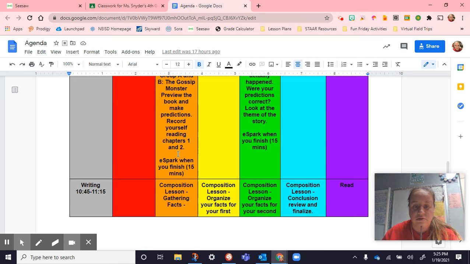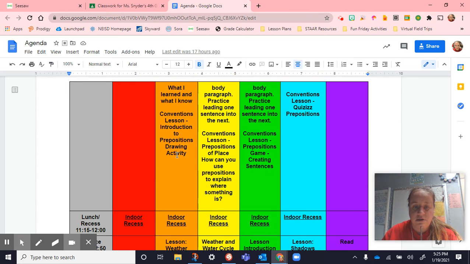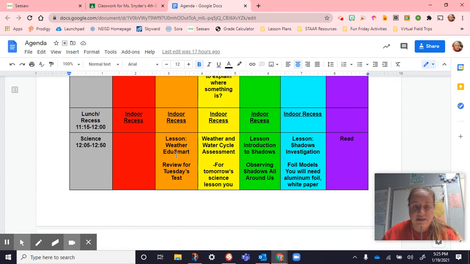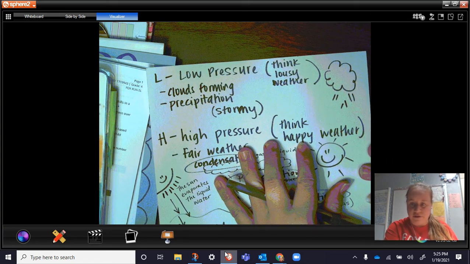All right, so we did that about gathering facts. We did the preposition drawing activity. All right, science, EduSmart. Oh my gosh, I love EduSmart, but they changed it on me, I think, unless I was clicking the wrong thing. I don't know, but this did not work out very well today. So we scratched it and just took our own notes to help us review for our test tomorrow. Here's what we did because I was not a fan of the new look of EduSmart.